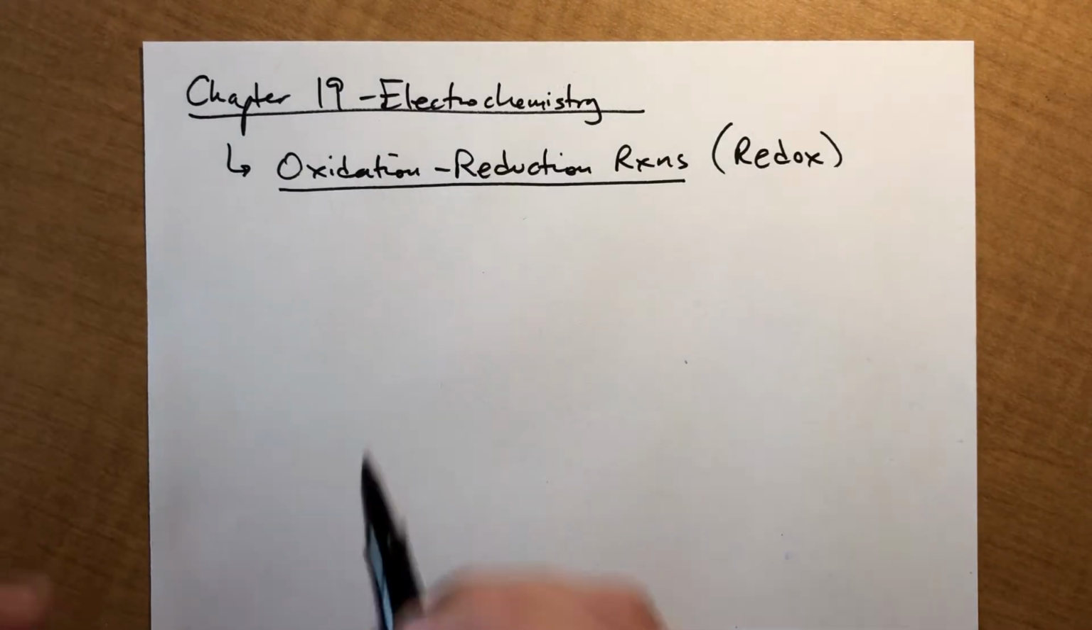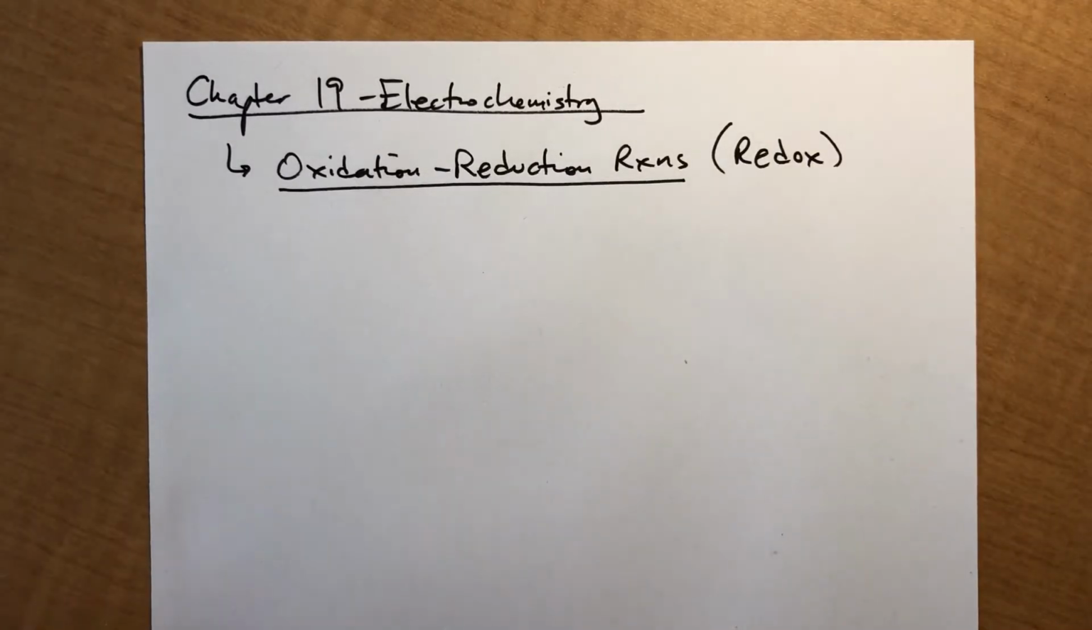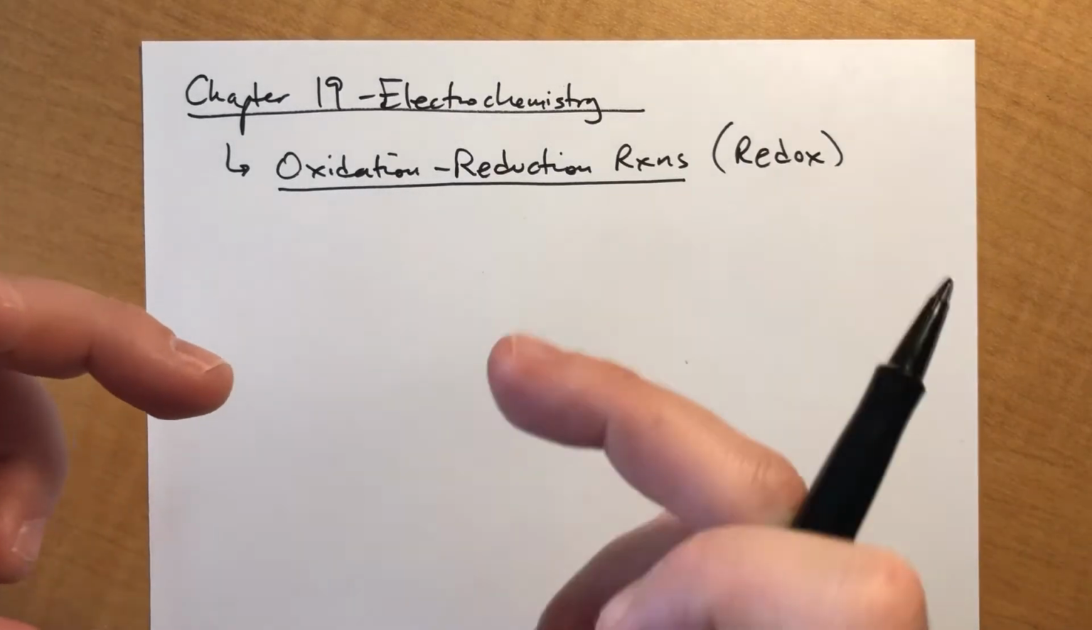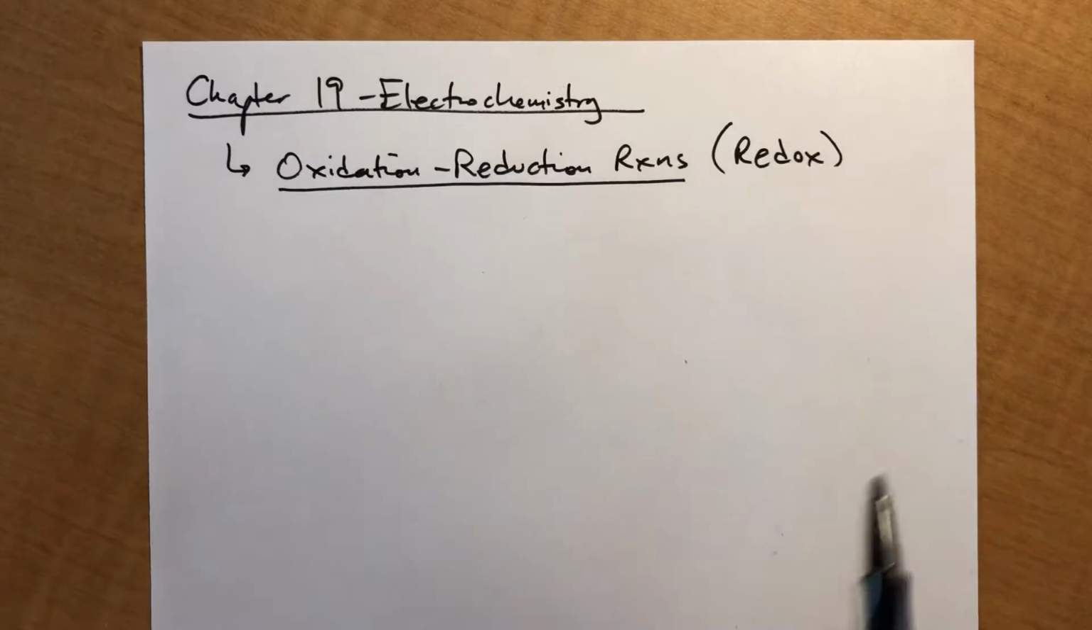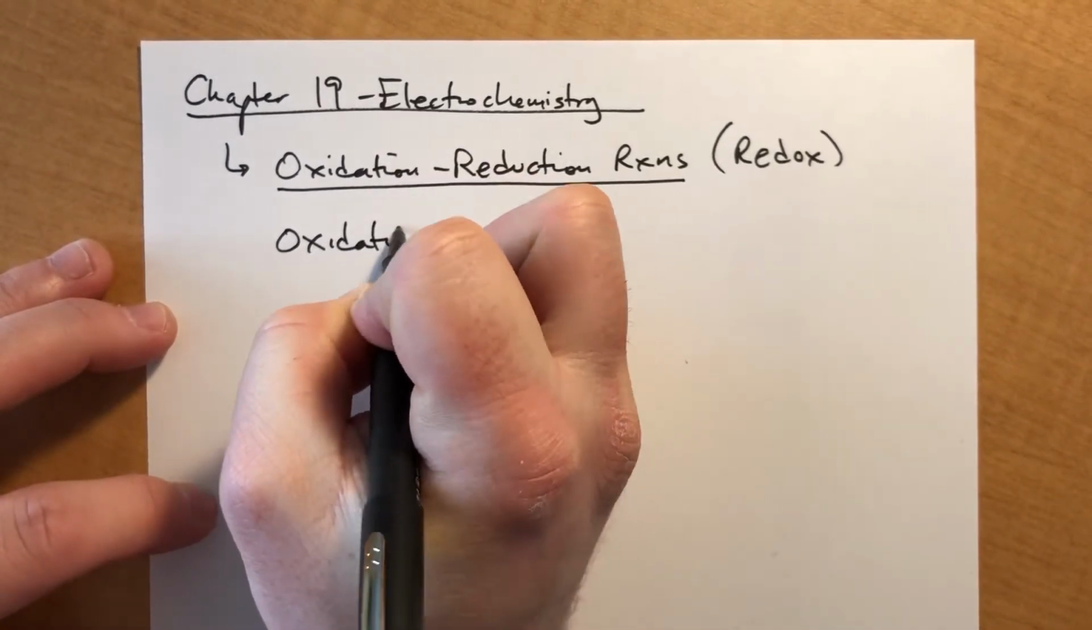So these are two separate processes, kind of like when we had acid-base reactions. An acid is one thing and a base is another thing, and they have to react together. You can't have one without the other. Same thing here. So let's define these things real fast.